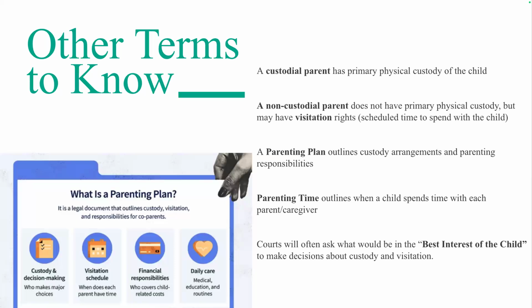The parent or caregiver who has primary custody of the child, so who the child regularly lives with, is who we refer to as the custodial parent. On the other hand, a non-custodial parent does not have primary physical custody of the child, but may have visitation rights where they have scheduled blocks of time to spend with the child. There are lots of variations in custody arrangements that are unique to each family and their needs.